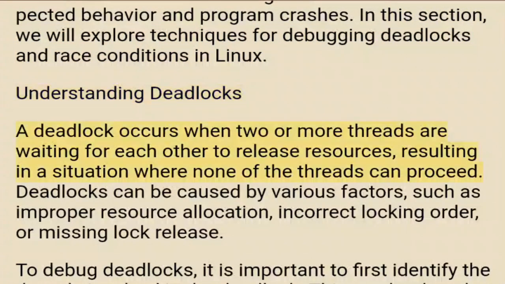Understanding deadlocks. A deadlock occurs when two or more threads are waiting for each other to release resources, resulting in a situation where none of the threads can proceed. Deadlocks can be caused by various factors, such as improper resource allocation, incorrect locking order, or missing lock release.